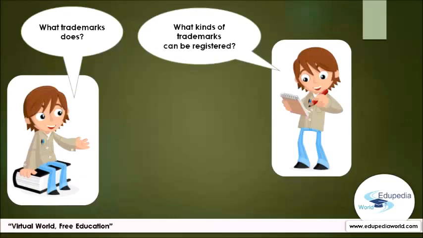Second question: what kinds of trademarks can be registered? Trademarks may be one or a combination of words, letters, and numerals. They may consist of drawings, symbols, or three-dimensional signs, such as the shape and packaging of goods. In some countries, non-traditional marks may be registered for distinguishing features such as holograms, motion, color, and non-visible signs. For example, sound, smell, or taste.